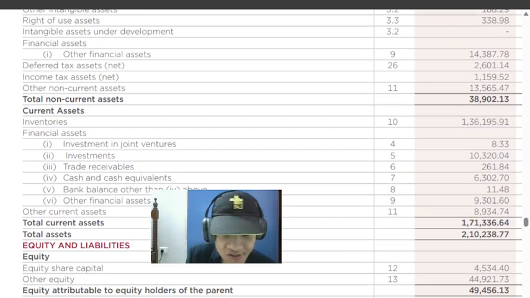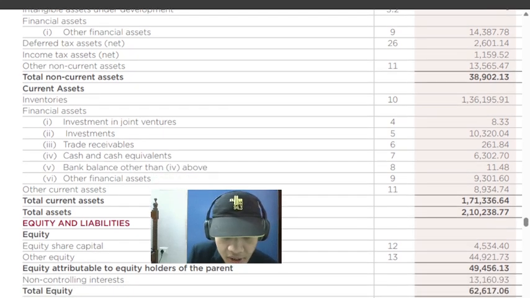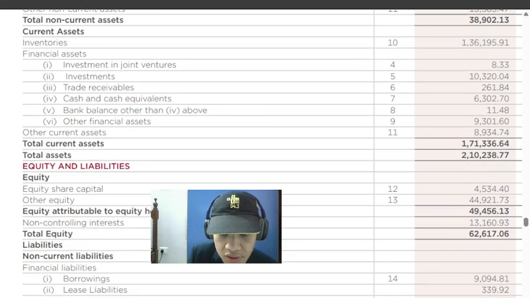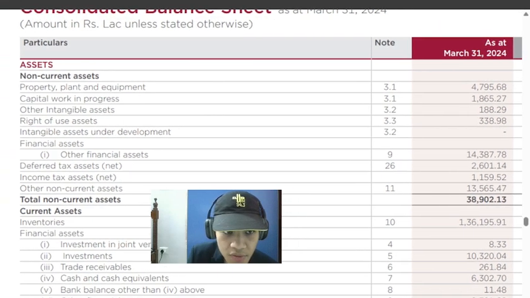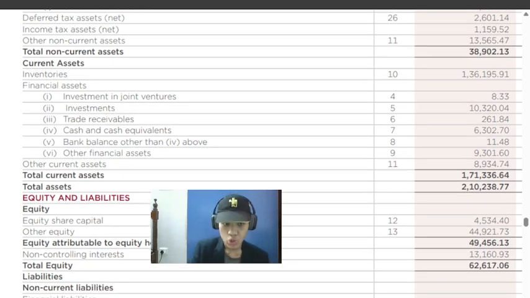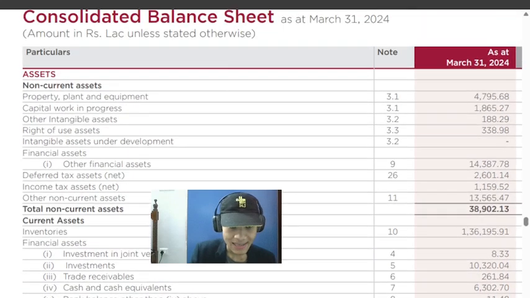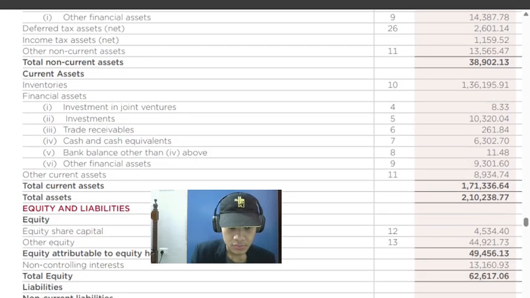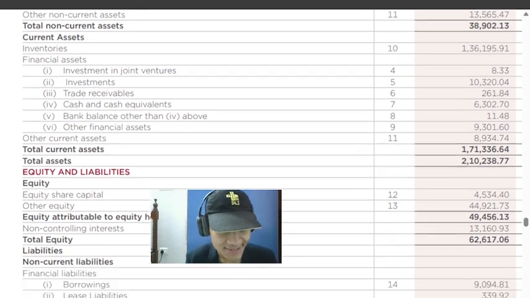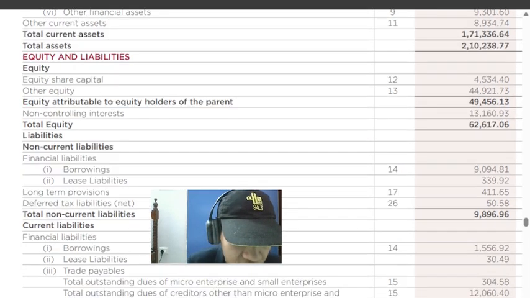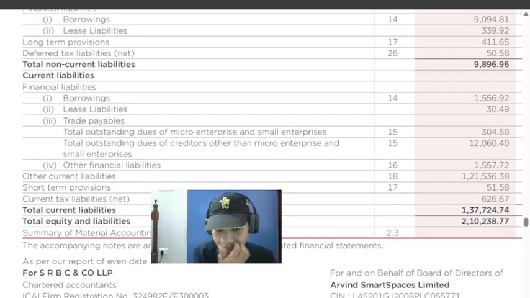We got current assets, which are assets which can be converted into cash within 1 year. Current assets of 1,71,336.64. These numbers are all in lakhs. So they got 1,71,336 lakh rupees in current assets. And current liabilities, where is it? Current liabilities of 1,37,724.74 lakh rupees.